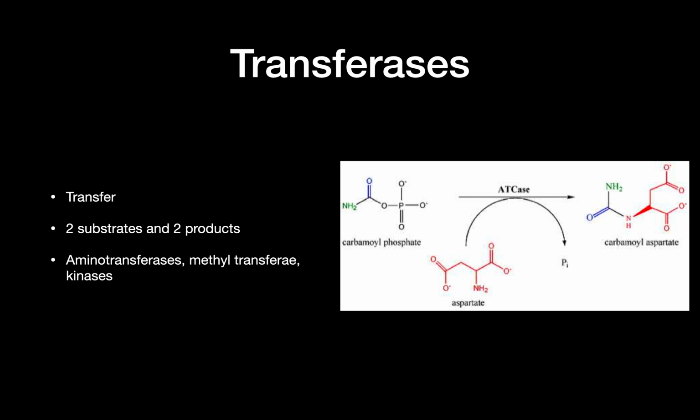So transferases just transfer usually an amine group, and it has two substrates and two products. Examples are aminotransferases, methyltransferases, and kinases. As you can see here, the amine group of the aspartate is attached to the carbamoyl phosphate and makes it carbamoyl aspartate.